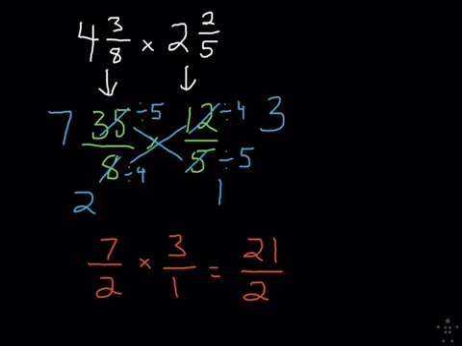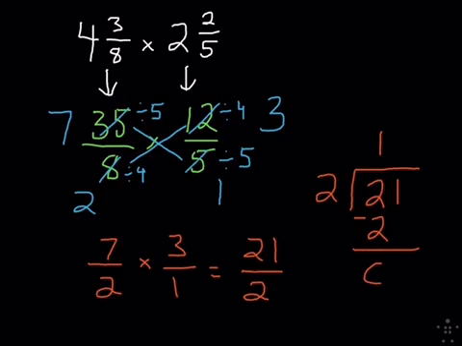Since I'm always going to have an improper fraction, I need to change it to a mixed number. To do that, I need to divide. So I say to myself, 2 times what is close to 2 without going over? In this case, 1 works perfectly. So 2 times 1 is 2. Subtract, bring down. 2 times what is close to 1 without going over? We can't do it. Nothing will work. So 2 times 0 is 0.